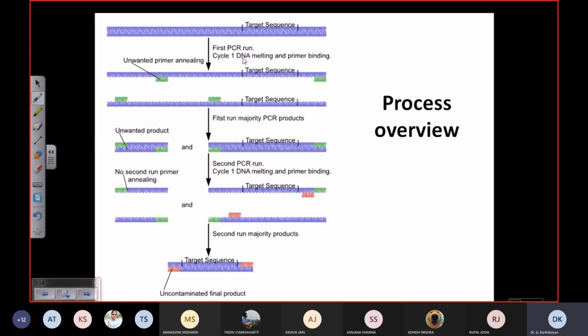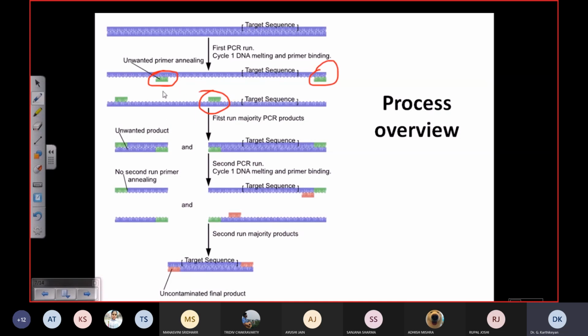In the next slide we are going to see it in detail. We can see here that this is the DNA. So you run the first PCR: denaturation of the DNA, then binding of primers. This is the first set of primers, bound in both directions. Suppose some of the primers may also bind to unwanted regions. So this is the primer bound to the unwanted region, and these are the primers bound to the actual region, right? Now after that, what will happen?